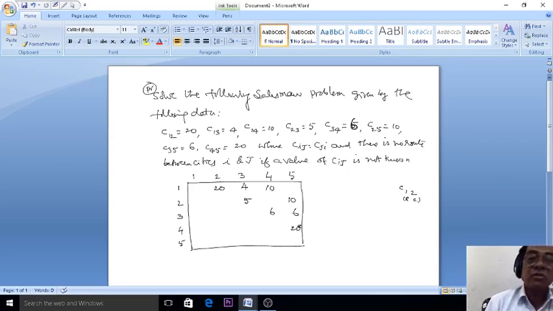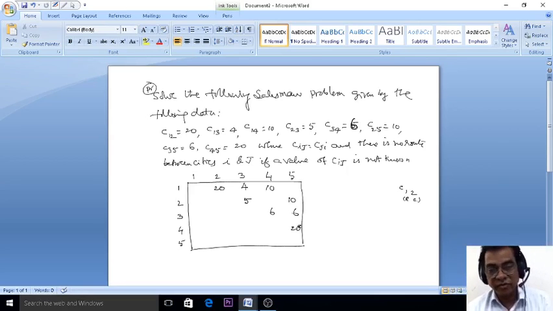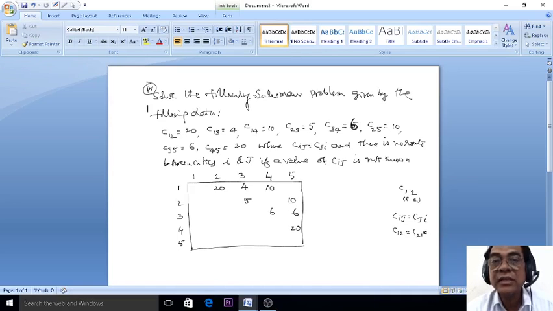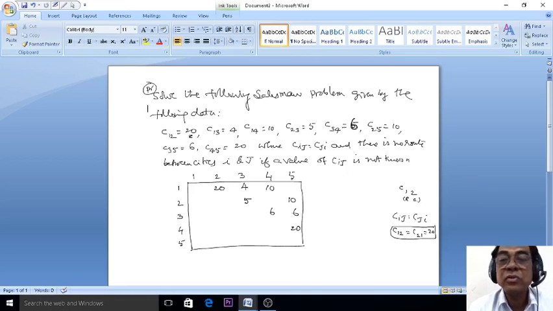That's all. Now the problem is given like this. So where are the other elements? But the question gives Cij equal to Cji. It means that C of 1 to 2 is 20, and the reverse, C of 2,1, is also equal to 20. This is the main point. So C of 2,1 means second row, first column. It is 20.